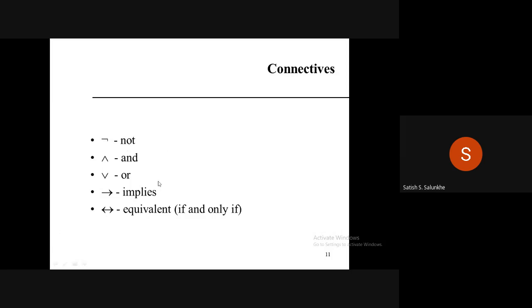The rest of the operators like and, or, single implication, double implication are applied on two propositional variables. So all these, and, or, single implication, double implication, are binary operators. A binary operator requires two operands, two propositional variables. Okay, so let us try to understand how it works.